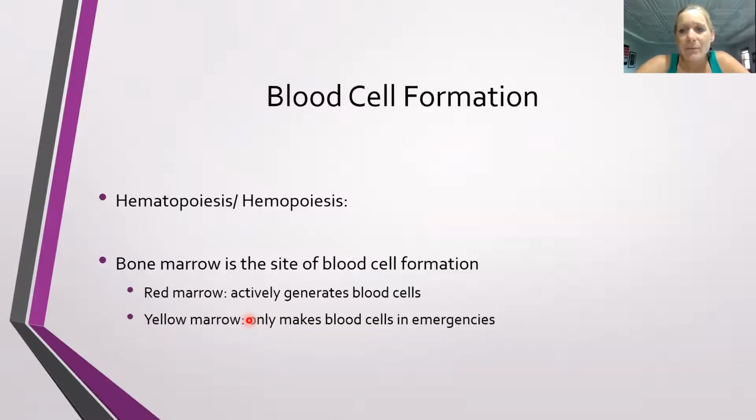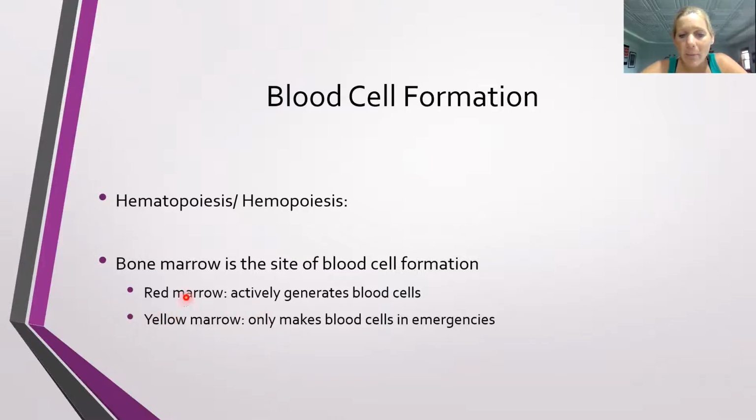How are blood cells formed? They're formed through a process known as hemopoiesis or hematopoiesis. Again, these terms can be used interchangeably. Poiesis means to build. Hemato or hemo has to do with blood. So again, we're forming new blood cells. Bone marrow is the site for blood cell formation. Red bone marrow is generally where blood cells are going to be formed.